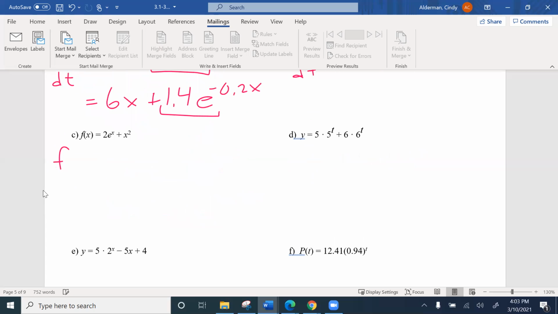Okay, f prime of x here. So what's the derivative of 2e to the x? See who was listening to me just now. What's the derivative of that first term, 2e to the x? Yeah, thank you. 2e to the x. 2 because the constant multiple, e to the x because the derivative of e to the x is e to the x. And then x squared, of course, we're just going to use the power rule, and that would be just 2x to the first power, or better, 2x.